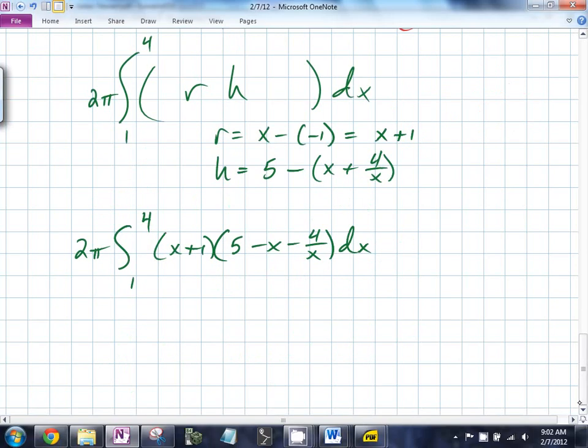In order to do this out, what are you going to have to do? You're going to have to multiply it out. You're absolutely going to have to multiply it out.